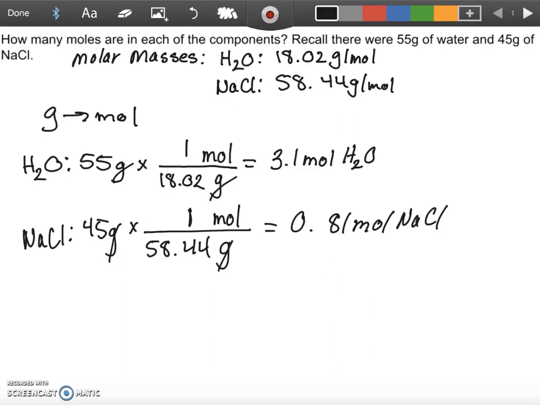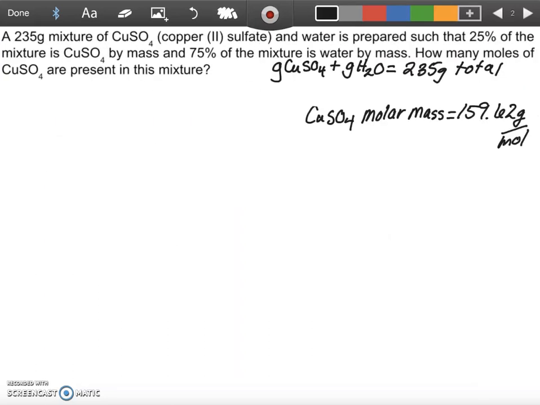Let's look at a couple of more complicated examples. For this next one, we have a 235 gram mixture of copper 2 sulfate and water prepared such that 25% of the mixture is copper 2 sulfate by mass and 75% of the mixture is water by mass. How many moles of CuSO4 are present in this mixture?